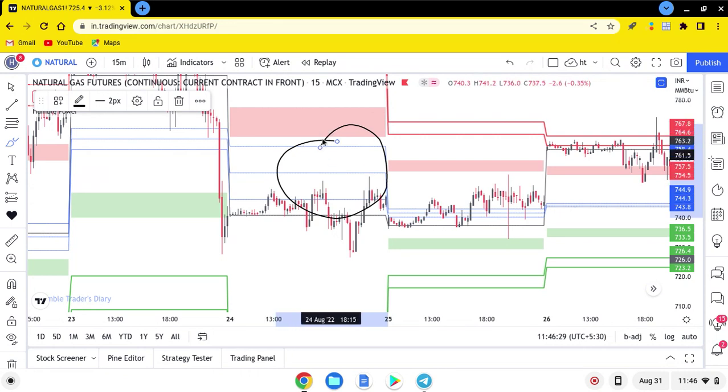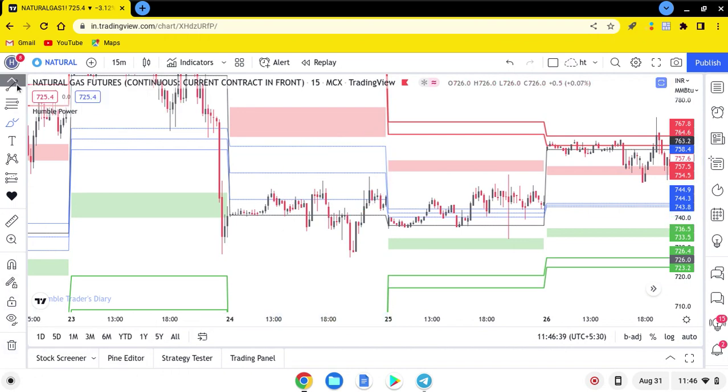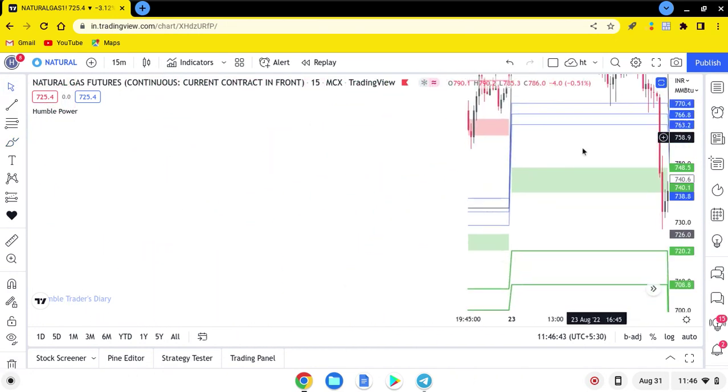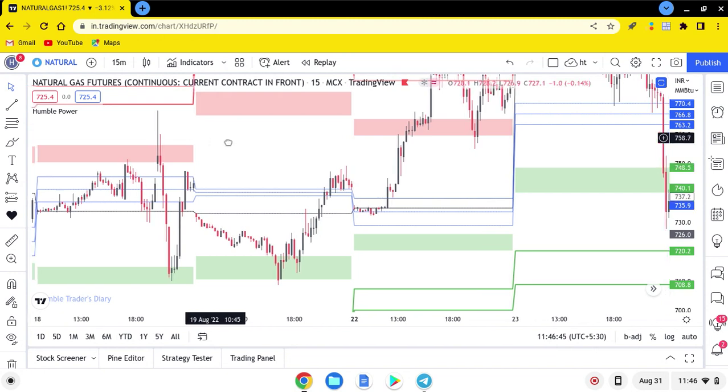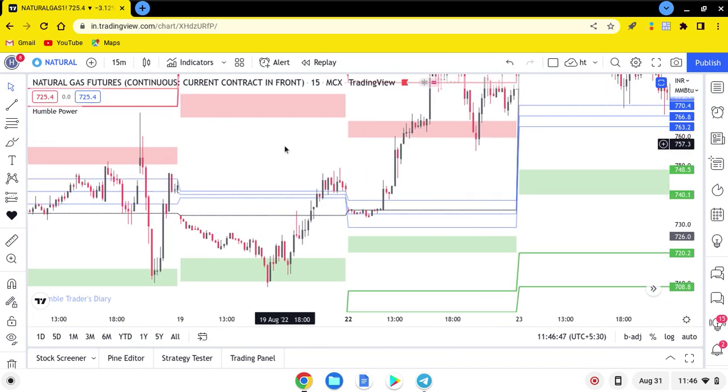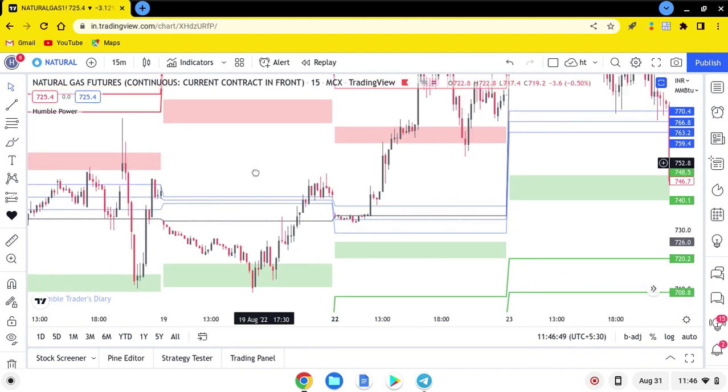Wide CPR, try to trade that rather than option buying or futures buying. I will suggest you to not trade in two components that you need to, and we will try to find some wide CPR day, narrow CPR day, and let's see what happened.